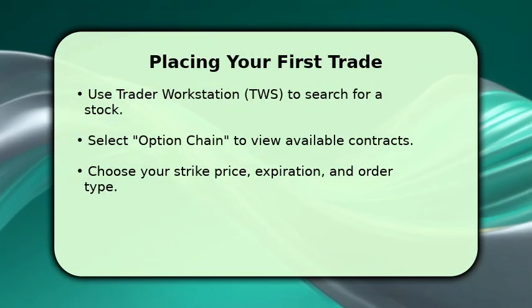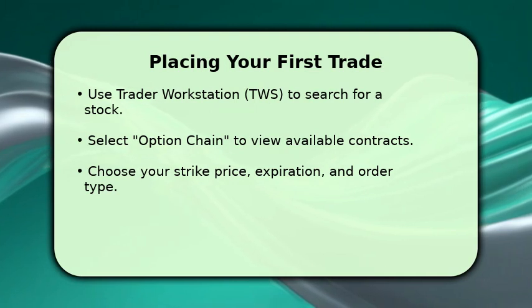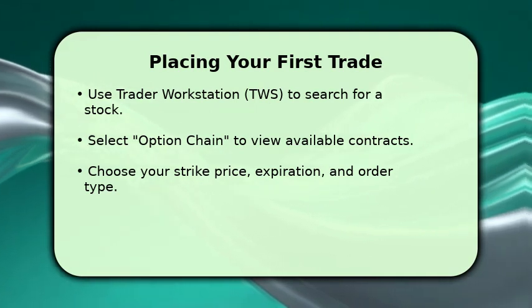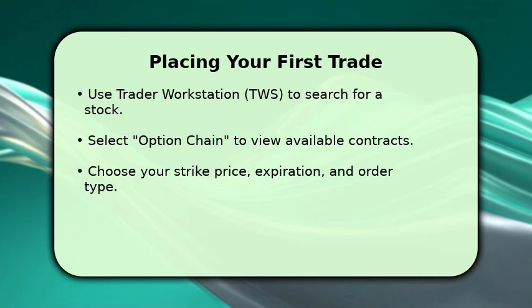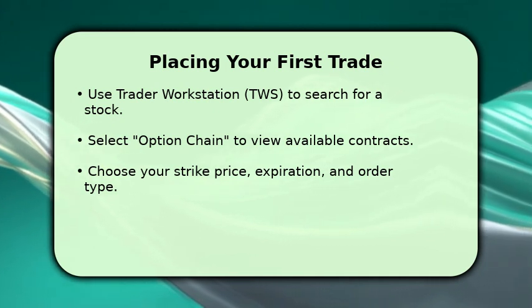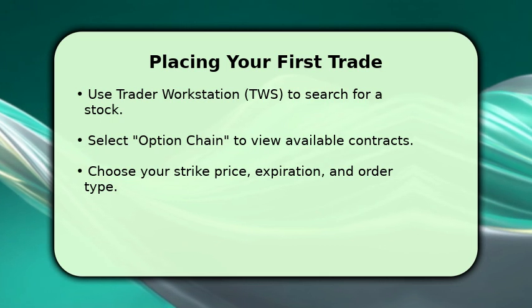Once approved, open Trader Workstation, or TWS. Search for the underlying stock you wish to trade options on. Right-click the ticker and select Option Chain. Here, you'll see various strike prices and expiration dates.